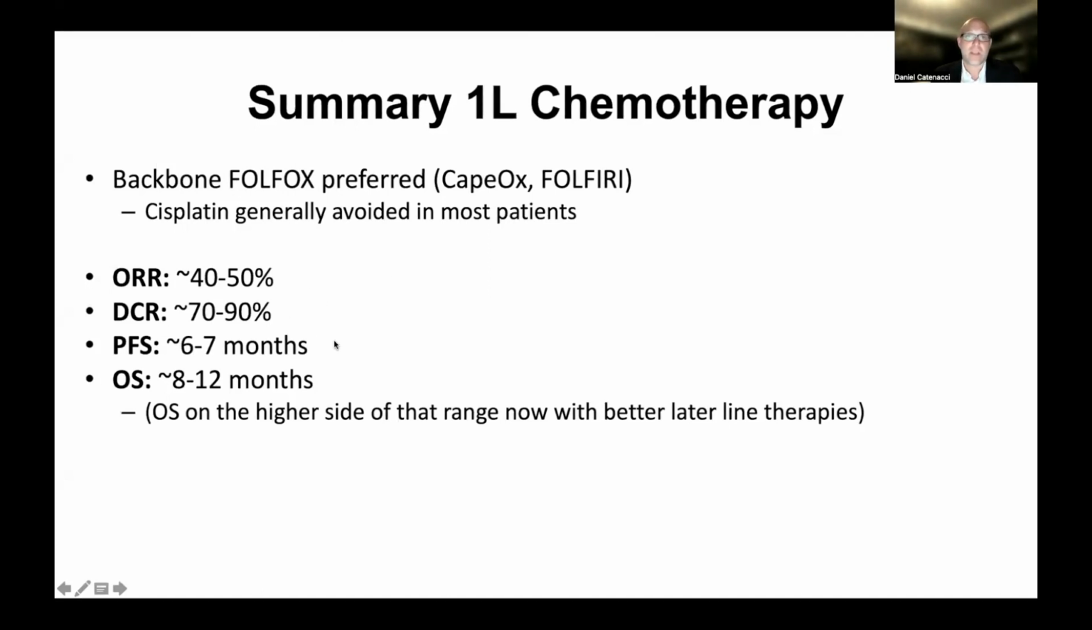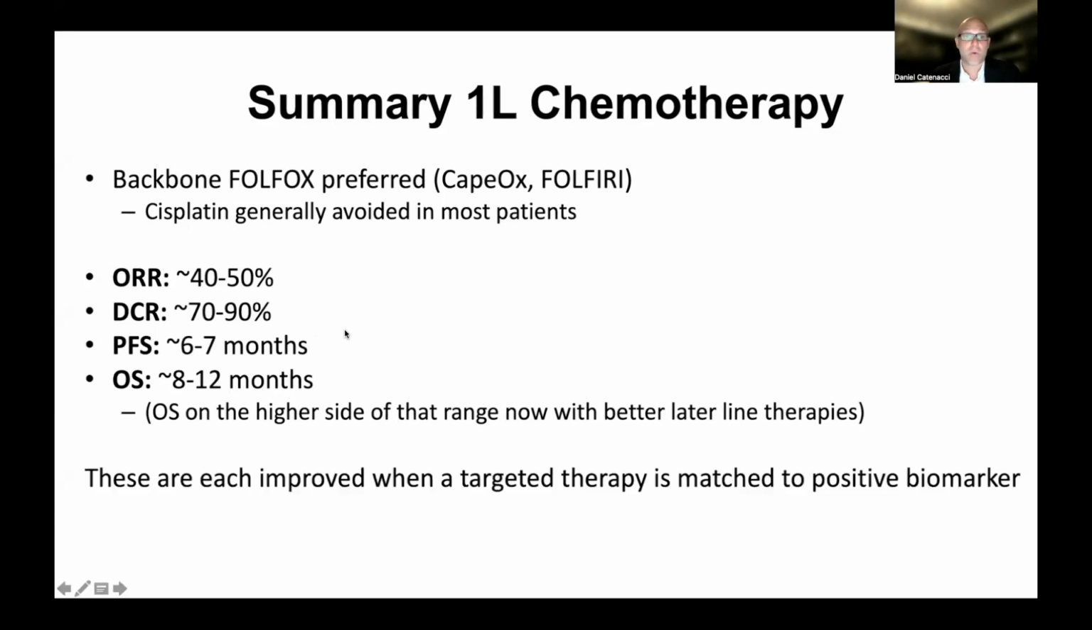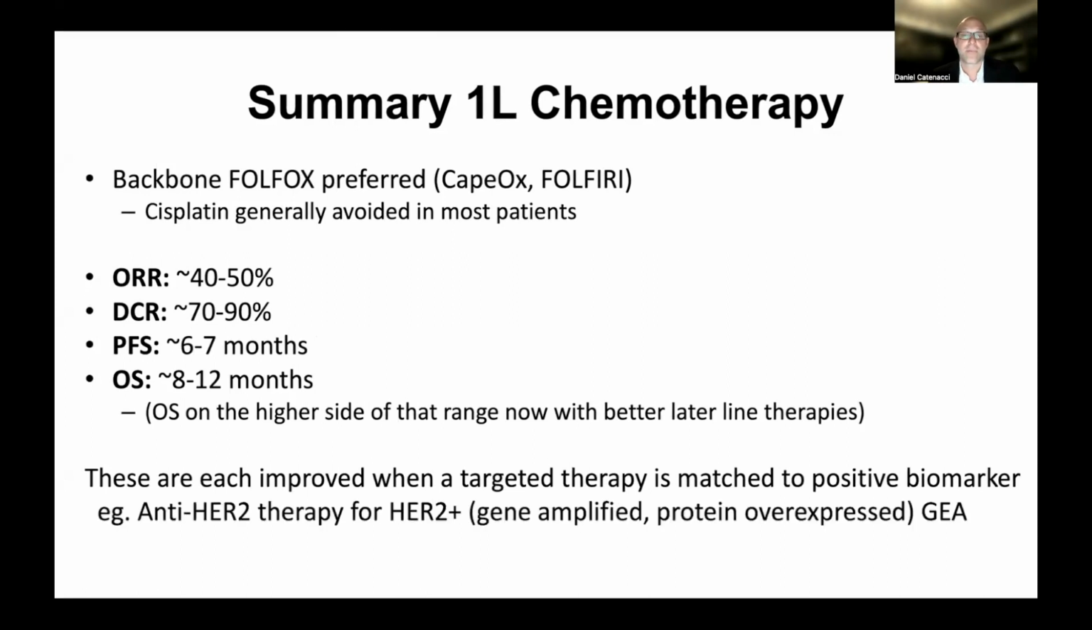And we referred to this when we were talking about what is the standard chemotherapy for this disease in first-line setting and what are the expectations. But we also know that if we have a positive biomarker and match it to targeted therapy, specifically in this instance where we're talking about a HER2 positive cancer, and match it with anti-HER2 therapy, that each of these benchmarks can be improved for each of these clinical outcomes: response rate, disease control rate, progression-free survival, and overall survival.